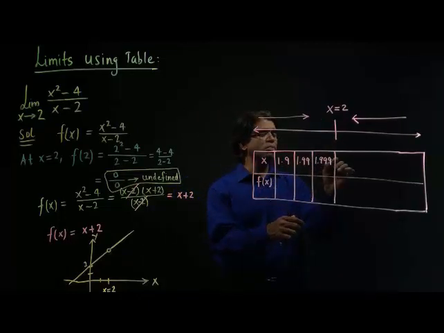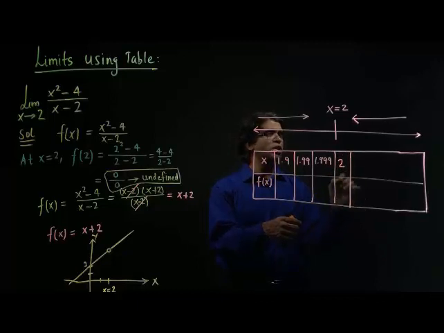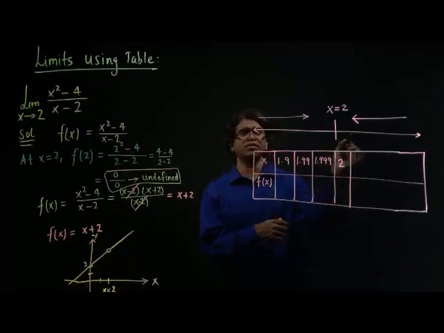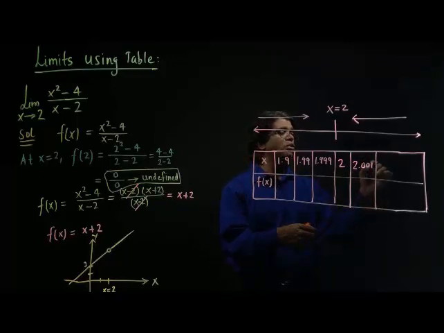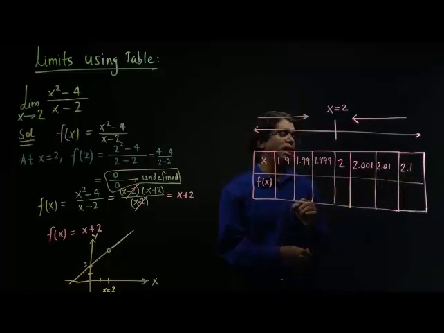So the next point should be 2. And then I'm going to consider the points on the right side of 2. My first point should be 2.001, which is very close to 2. Then I'm going to consider one point as 2.01, and then I can also consider 2.1 as another point.